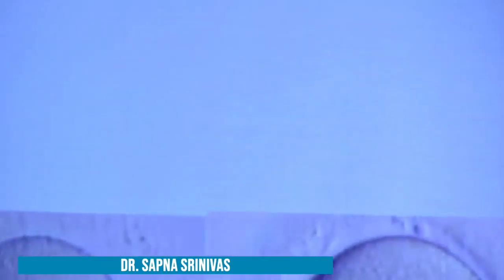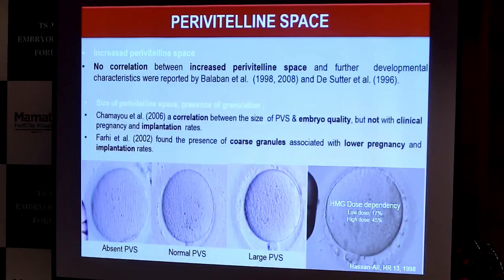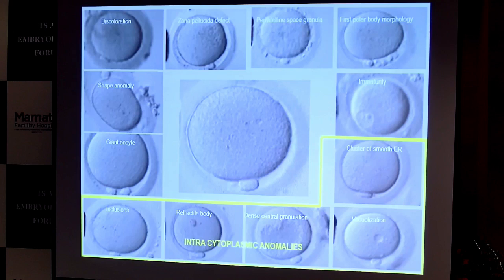So for the perivitelline space, there are conflicting reports. If it's just increased, really no big deal. But if you have a lot of granulations, definitely there are lowered pregnancy rates and implantation rates like we saw. Perivitelline granulations are also said to be HMG dose dependent, so you can look back into your cycles and see the stimulation and kind of correlate.